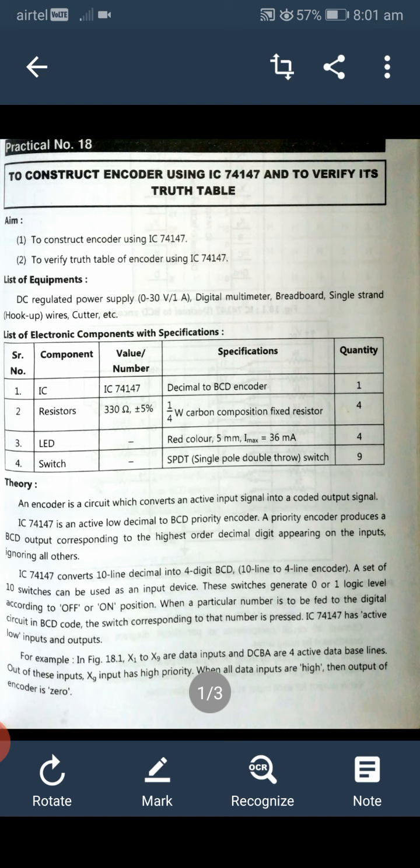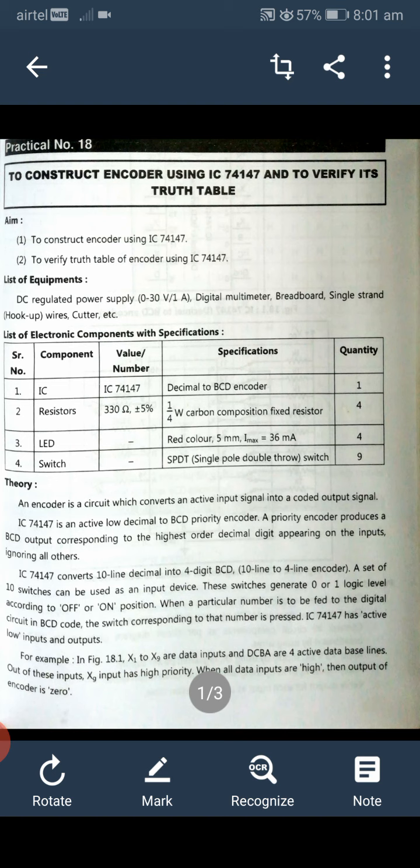After that, the resistor we require for this experiment is 330 ohm, quarter watt, carbon composition fixed resistor. Quantity required is 4. Another component required is LED, light emitting diode, red color, 5 mm, IMAX 36 milliampere. Quantity required is 4.